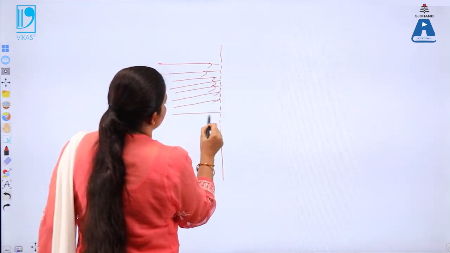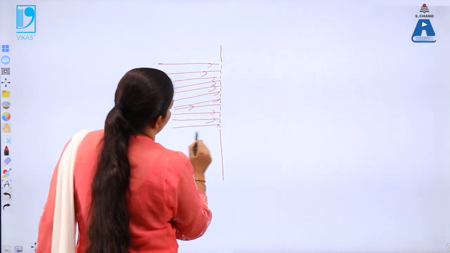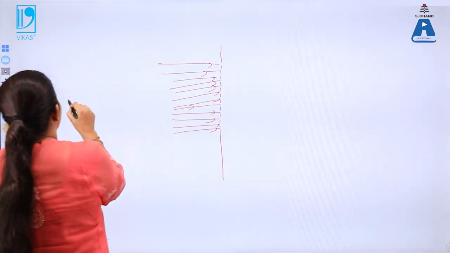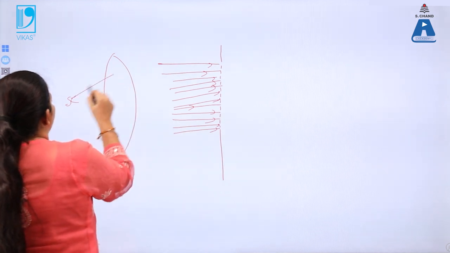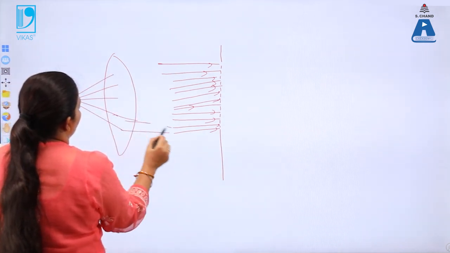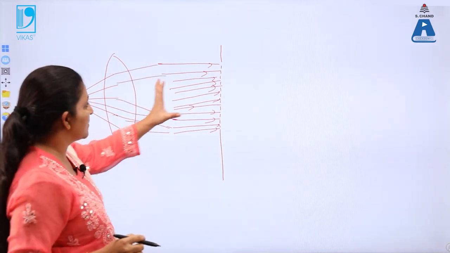So in this case, the light can be converted into a parallel beam. Firstly, if the source is present over here, it is converted into a parallel beam by using the lens, and then the large number of parts are available. So that means it is converted into a parallel beam.